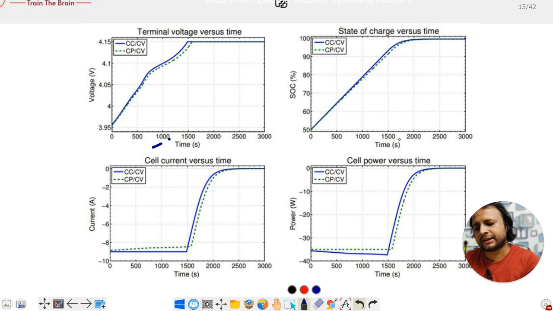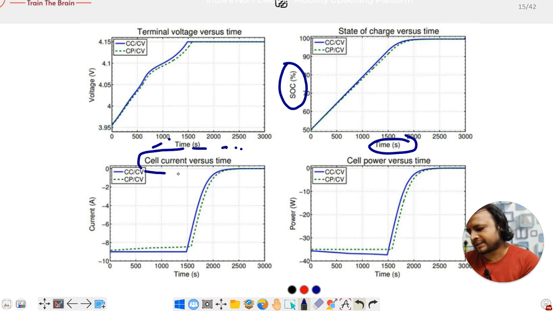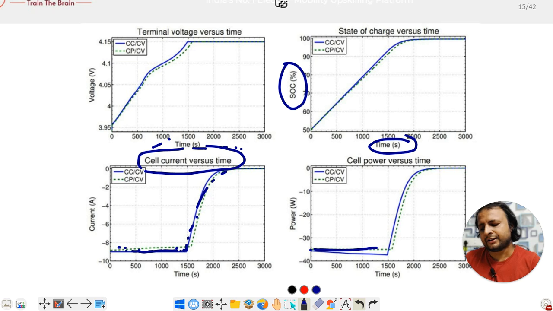And here you can see the time versus SOC, that is the state of charge, and this is the state of charge versus time graph. And here you can see the cell current versus time graph, and this is the cell power versus time graph. And in each graph, apart from this, you can see up to a certain time the current is constant, then suddenly it is increasing. Here you can see the time versus power up to 1500. The power is constant, then it is increasing, something like that.